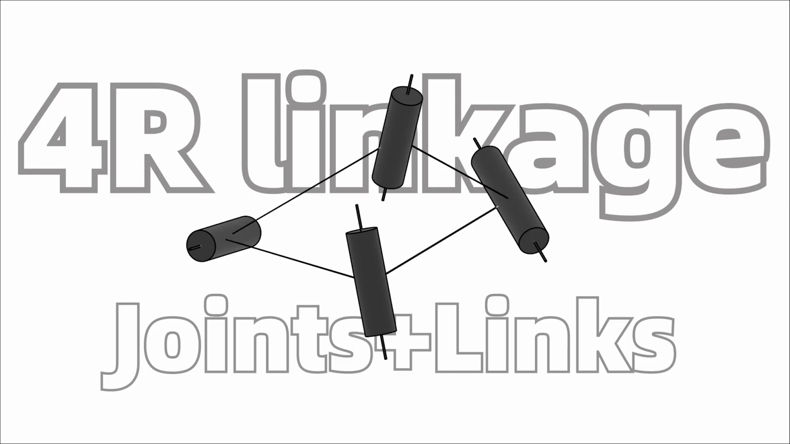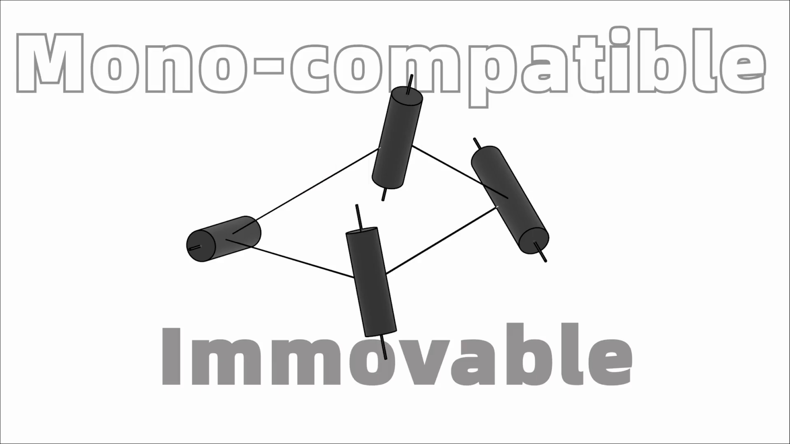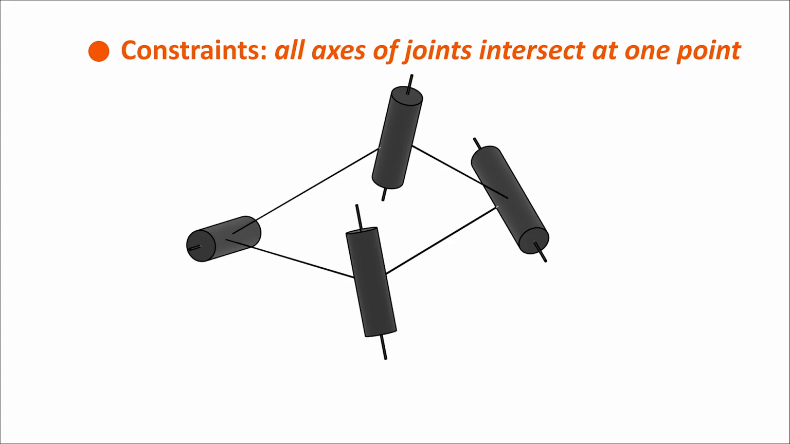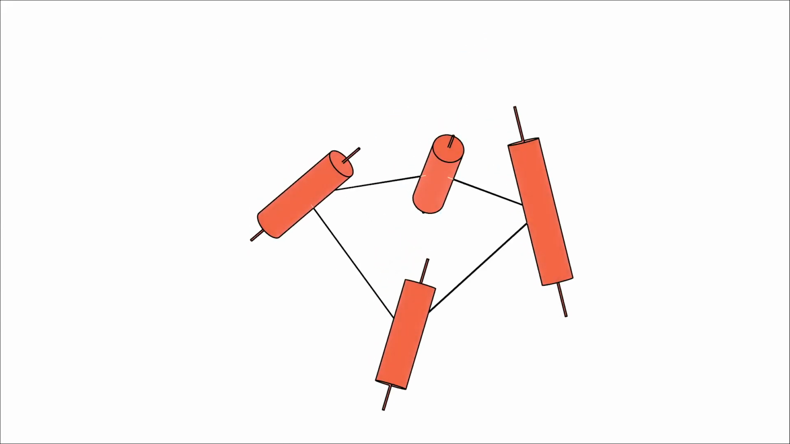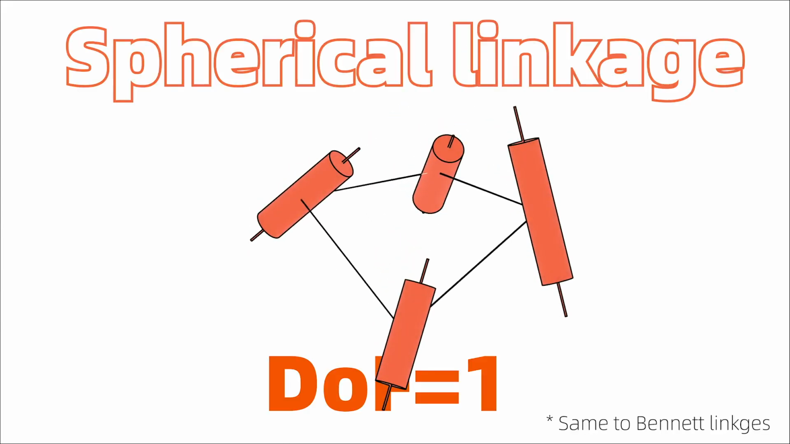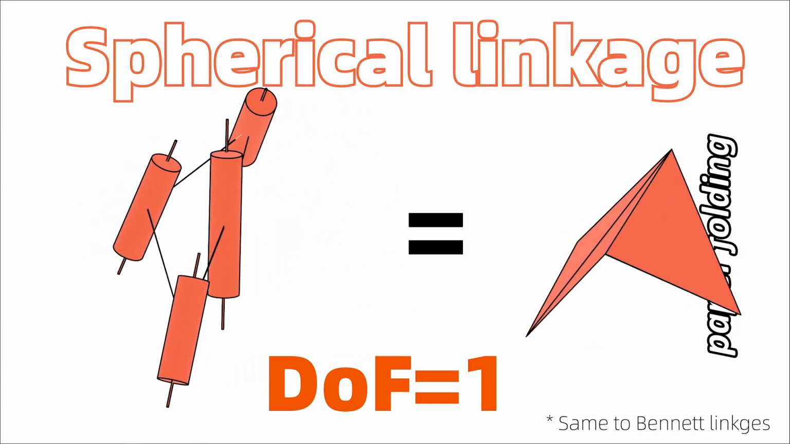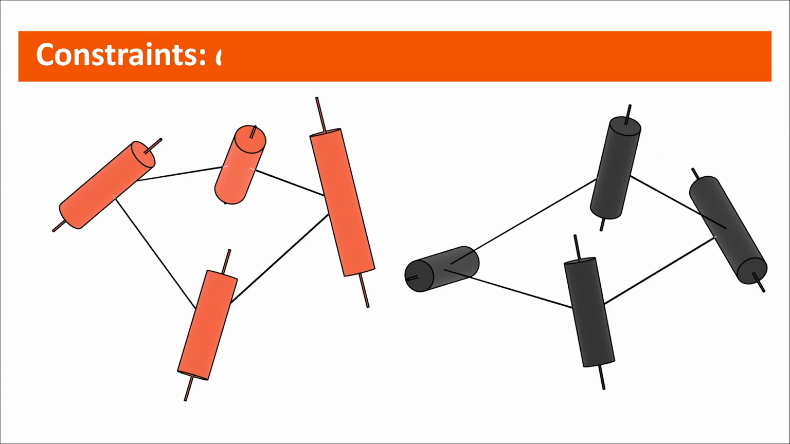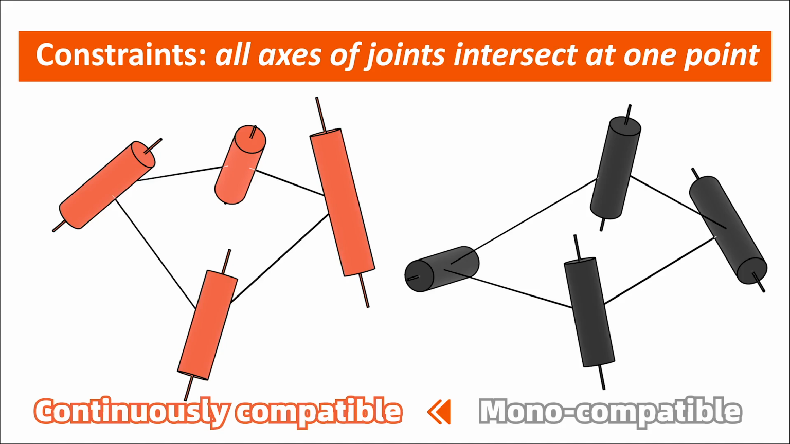Let's say we have an arbitrary 4R linkage. So generally, it is immovable or monocompatible, and has to be stable at the current state. However, if we add some particular constraints to regulate its structural parameters, it would transform into an overconstrained mechanism with an additional degree of freedom, which is continuously compatible along the reconfiguration. In other words, these structural constraints make the monocompatible linkage a continuously compatible one.